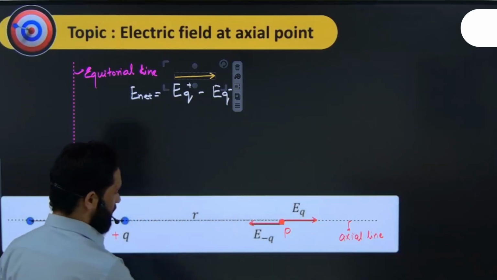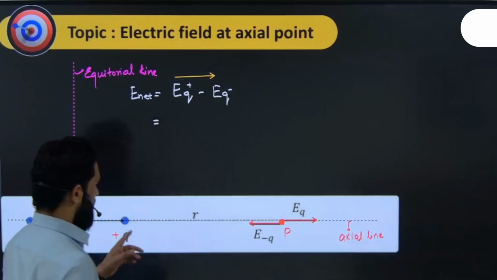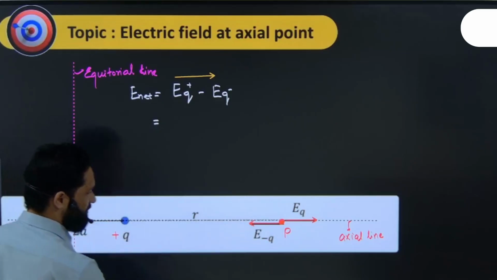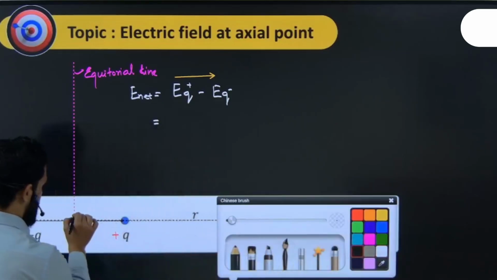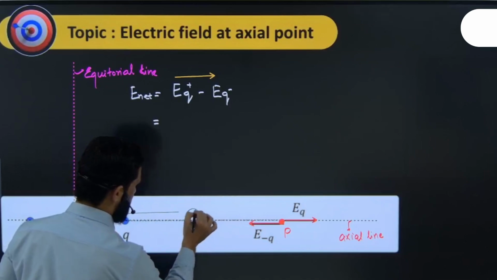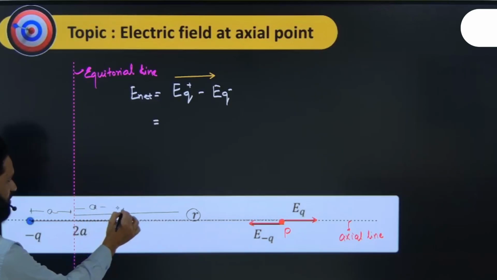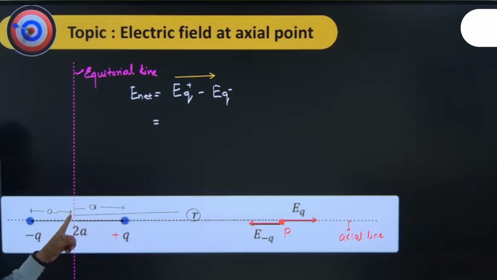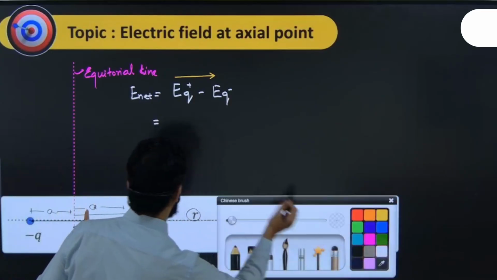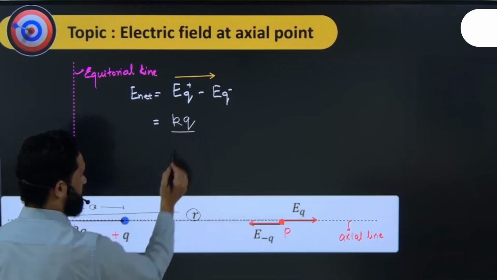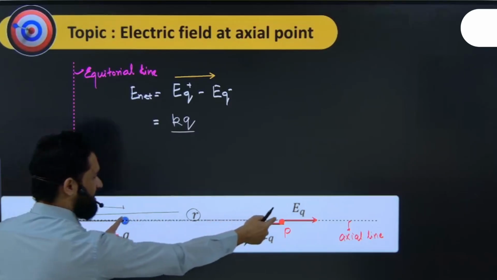So how much is that value? We can calculate it using the formula of a point charge. Again I am telling you, the distance is r, which is measured from the center of the dipole. If this is the center of the dipole, the minus q is at a distance a, and plus q is at a distance a from the center. I am taking every distance from the center. So you can use the formula: Coulomb's constant k into the positive charge q, upon distance squared. So what is the distance from the positive charge?